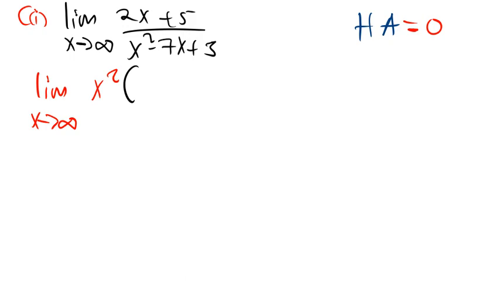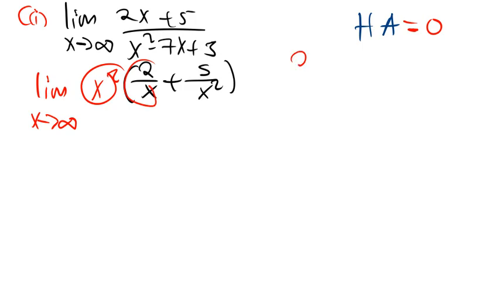I'm going to remain with 2 over x, plus 5 over x squared. Why am I saying 2 over x? If I do this times this, I'll go back to 2x. If I do that times that, I'll go back to 5.